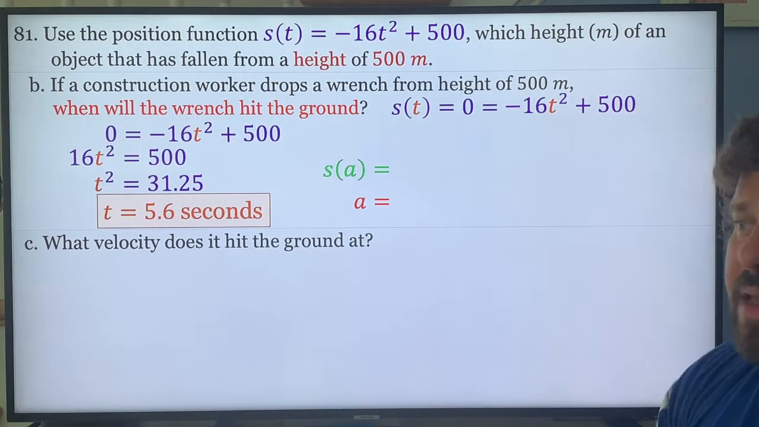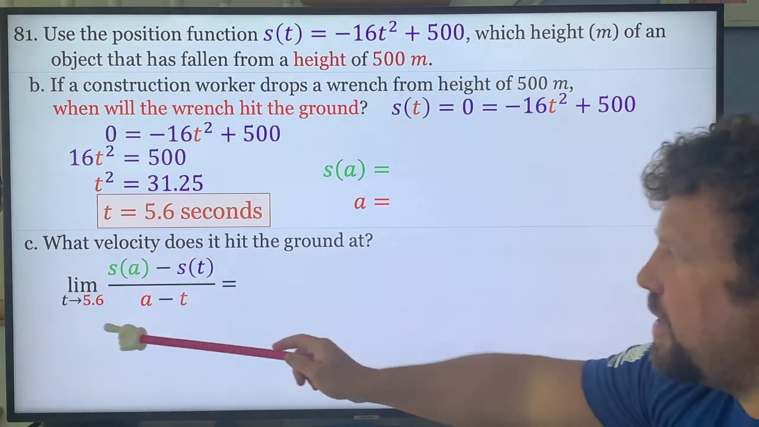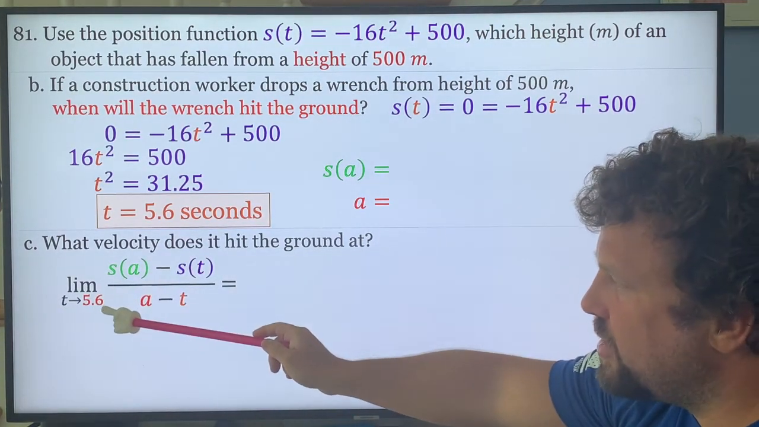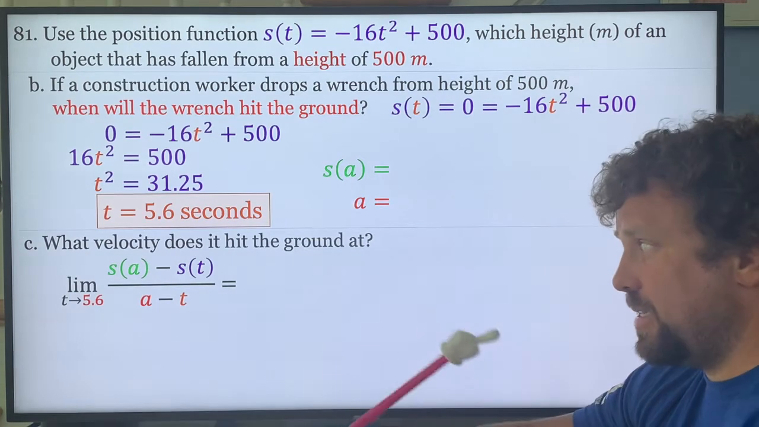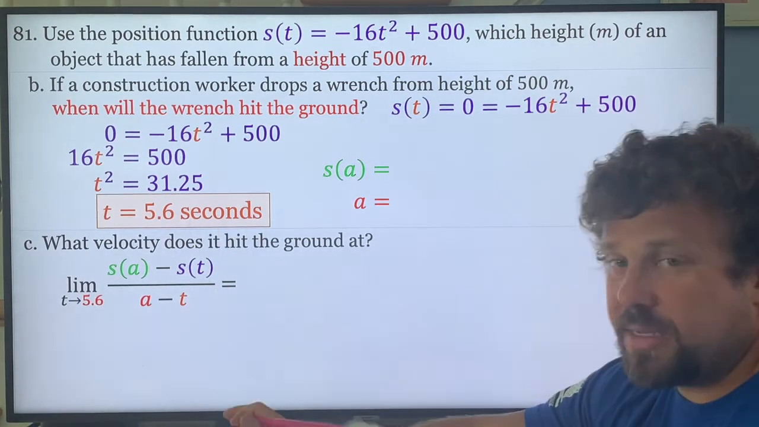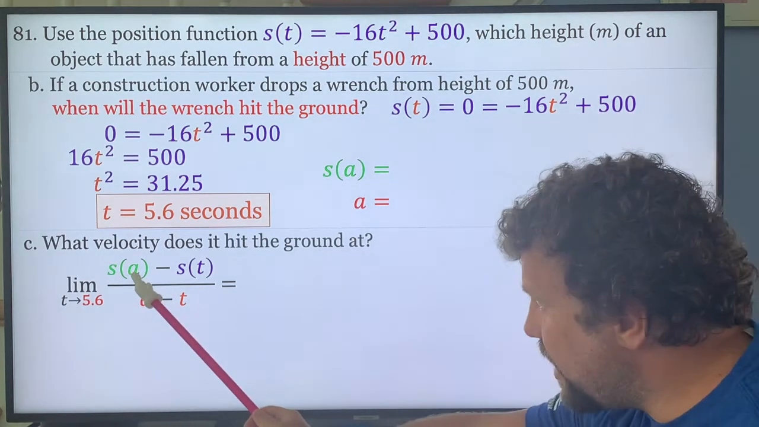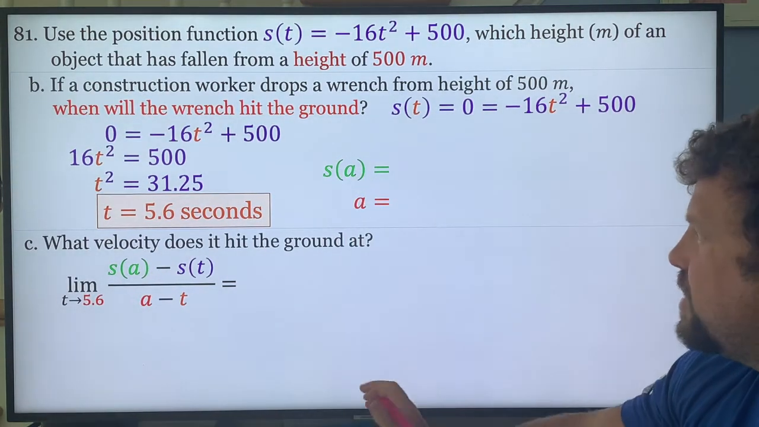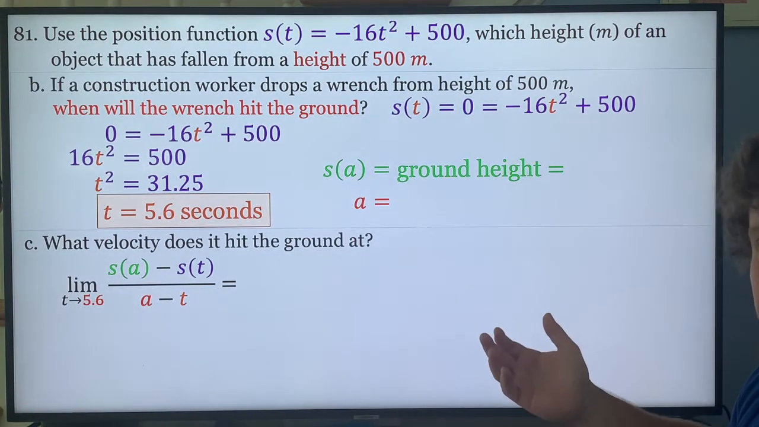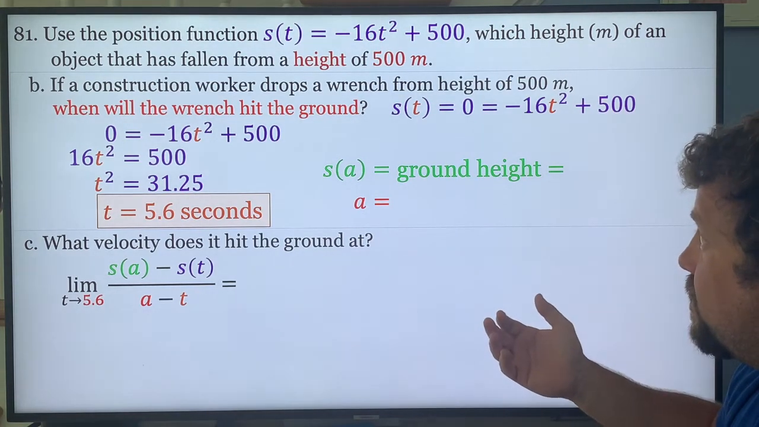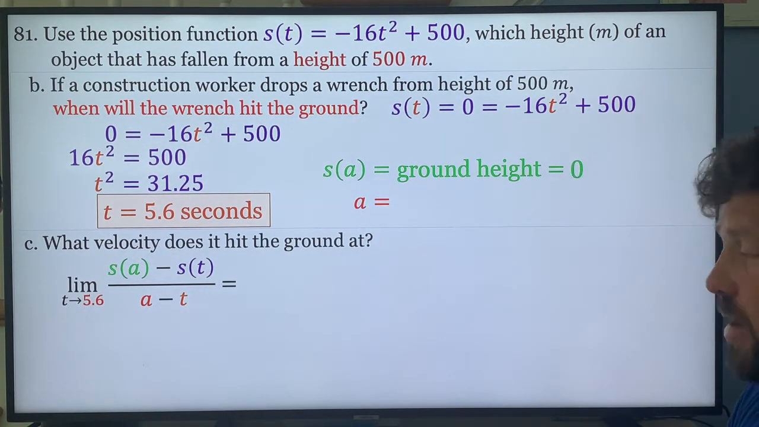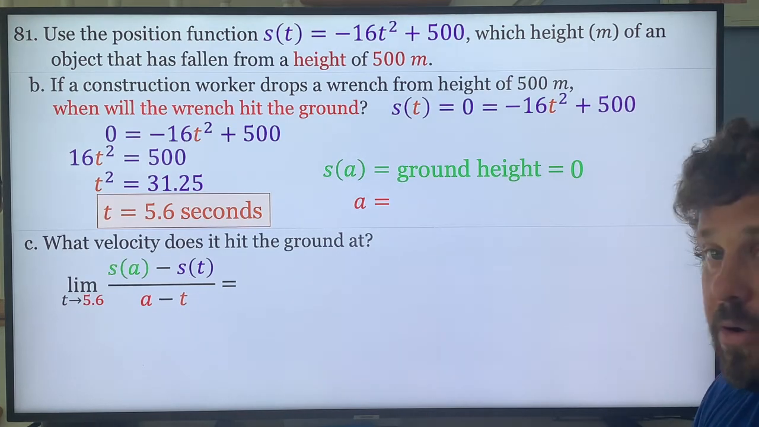So now we have to go back to that original limit equation. The limit now is t approaching 5.6 because that's the time it takes to hit the ground. So now we can find the velocity based on this. S of a minus S of t over a minus t. So what was S of a? That's the height of the ground. And what did we say the height of the ground was? We said the height of the ground was 0 feet high, right? That's how high the ground is, 0 feet off the ground.